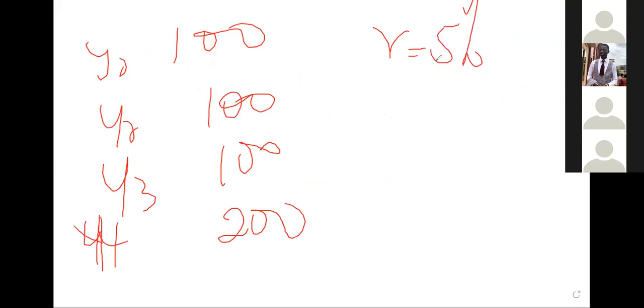These are all in the future. Remember, year one, year two, year three are all in the future. Now, determine the present value for this. What two options are available to you? Anybody? How can you go about this?